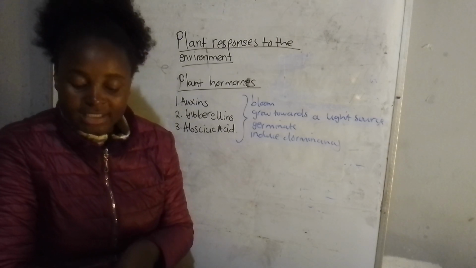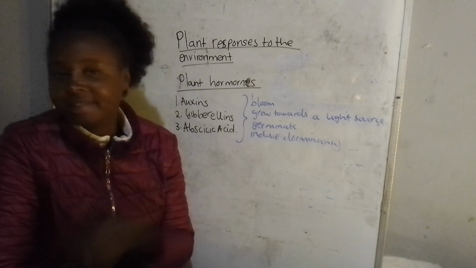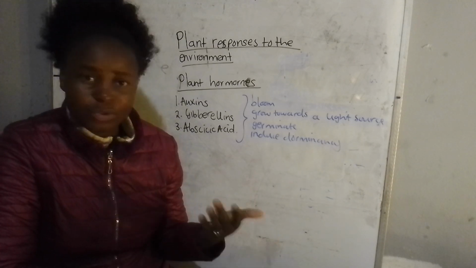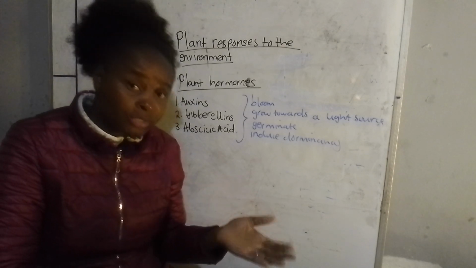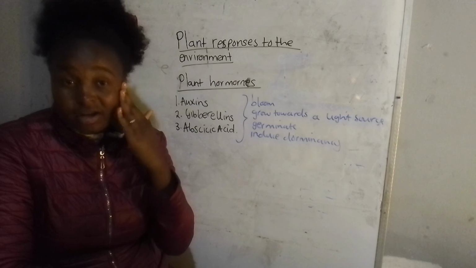Also, there is no longer the need for weeding the garden. Once you have sprayed an auxin-based herbicide, there is no longer the need for you to weed the garden because all the weeds are going to die. Okay.